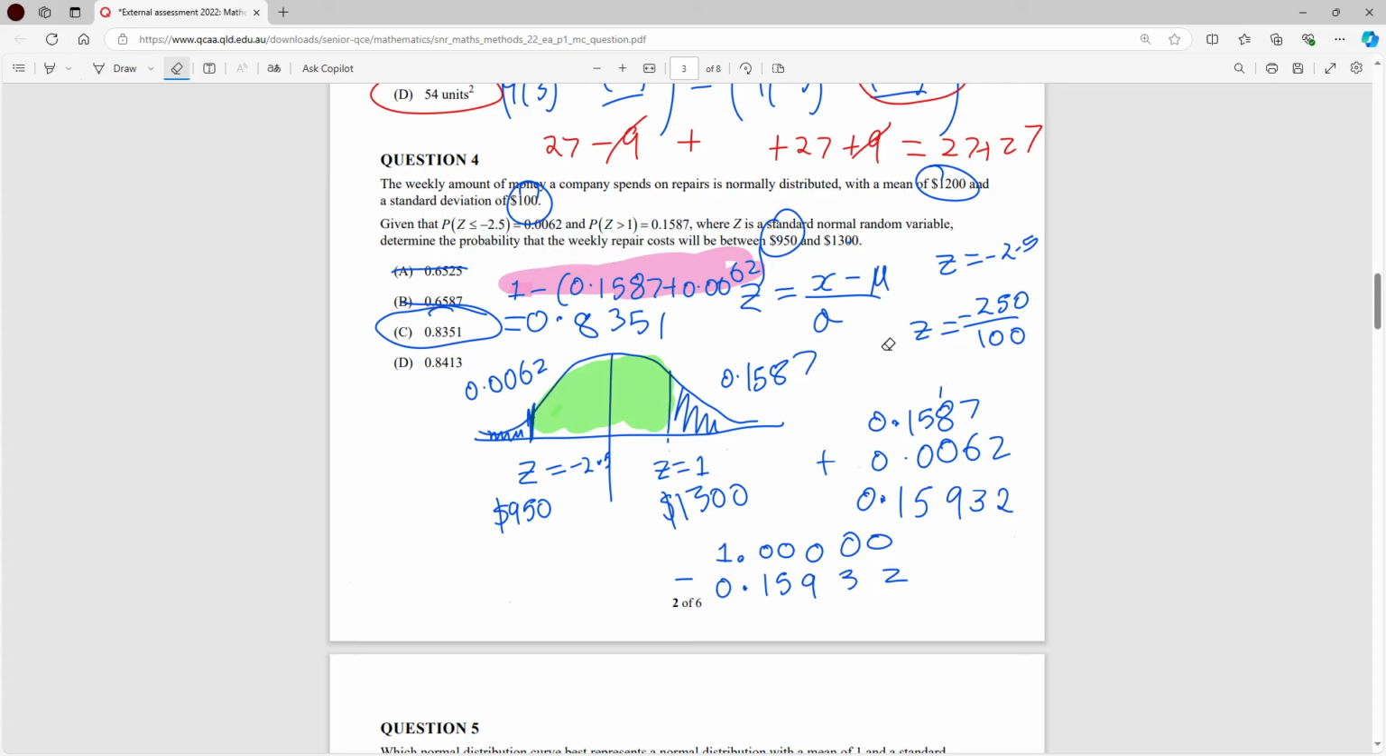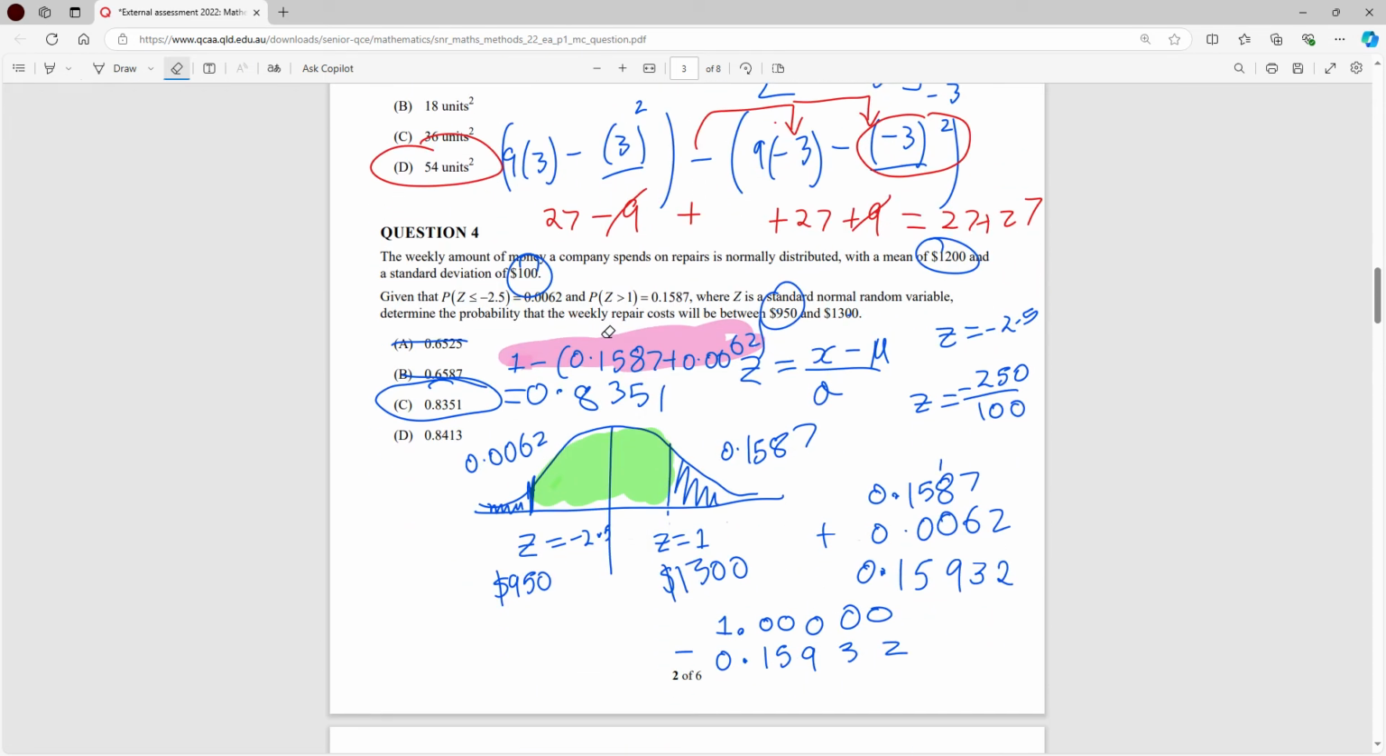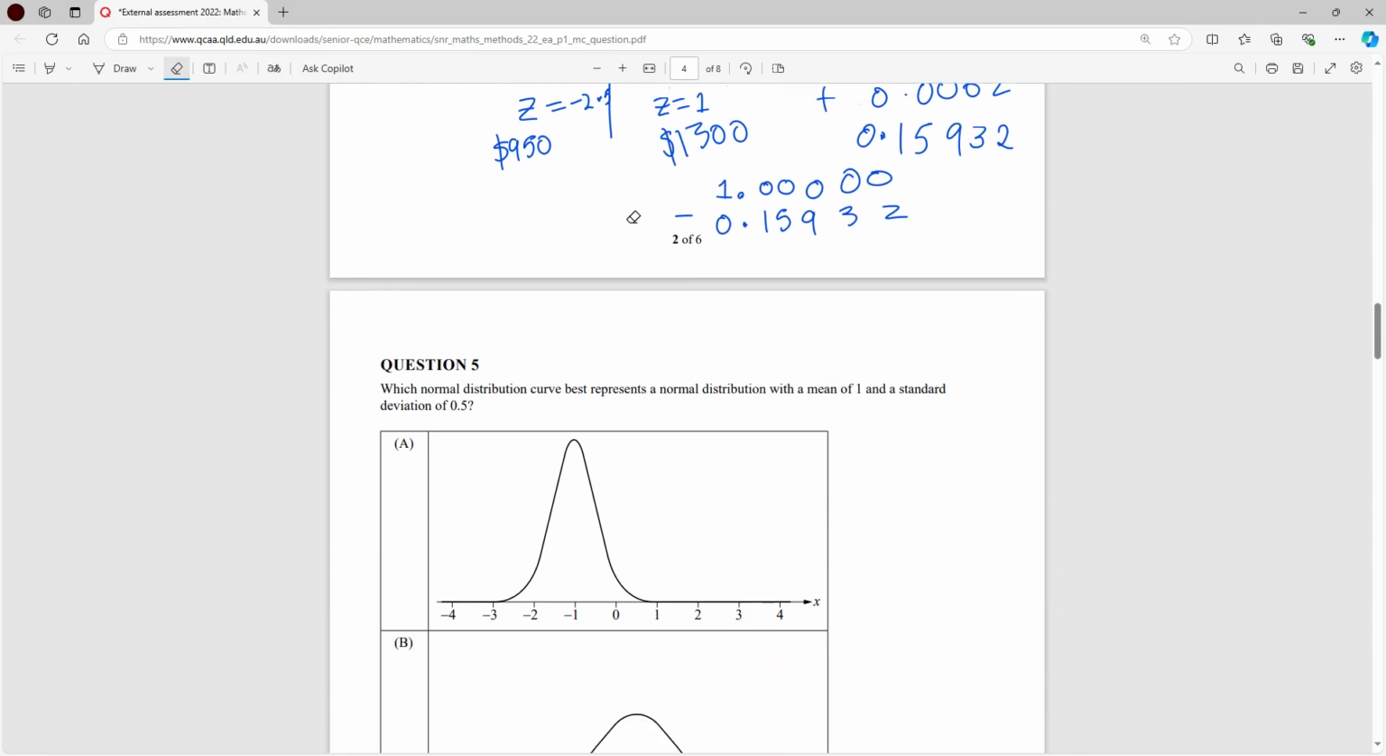But the main concept is there, working out that z-score and that z-score, okay? If you have any questions about this one here, leave something in the comments. I'll be happy to explain it in a bit more detail, but let's move on to the next one, okay?